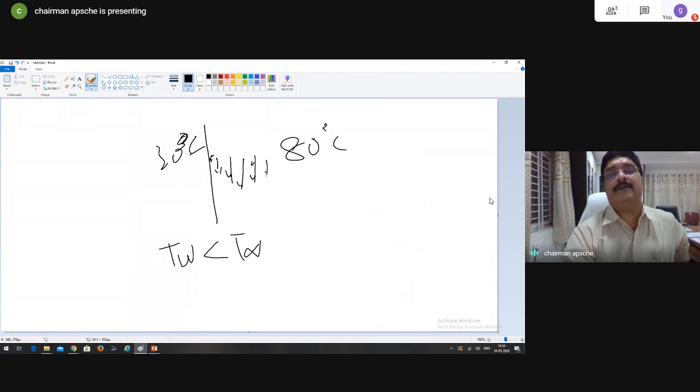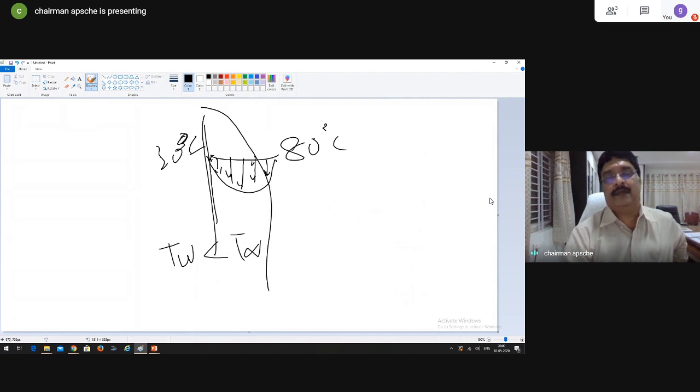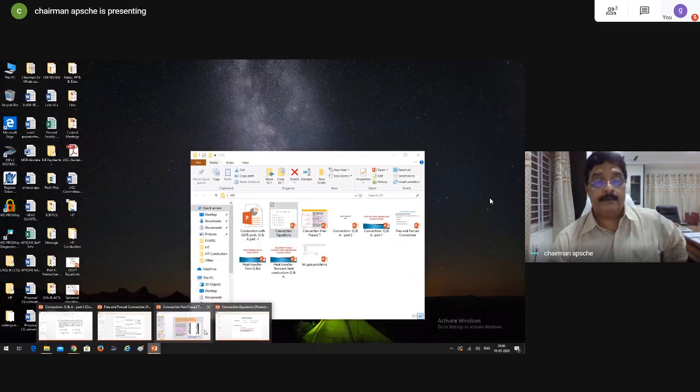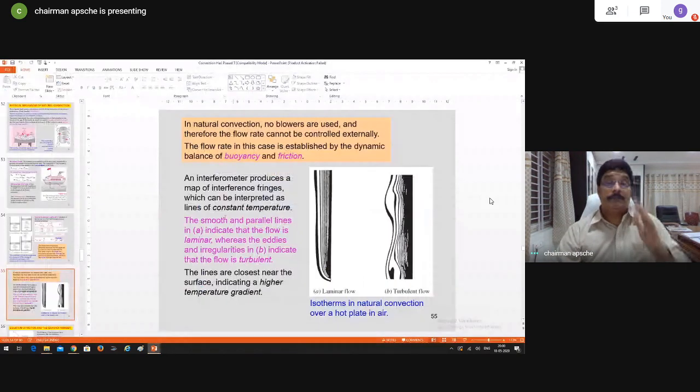Later on, the temperature drop is not much, so a velocity profile can be drawn like this, and you will have a boundary layer from top to bottom. The fluid starts moving down. Similarly, the temperature profile can be drawn.